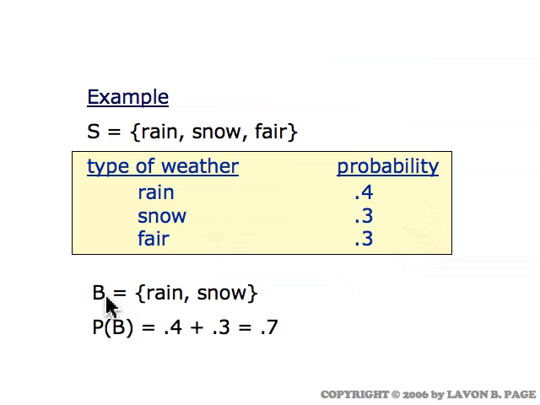If we think of B as the outcomes that involve some kind of precipitation, rain or snow, then the probability of precipitation would simply be the probability of rain plus the probability of snow, which adds up to 0.7.